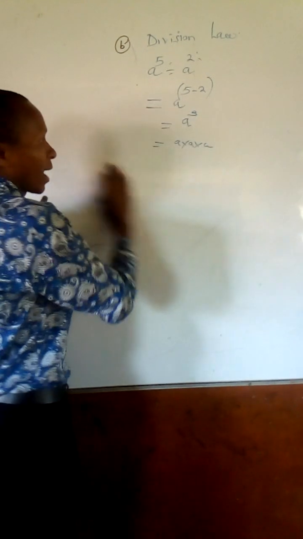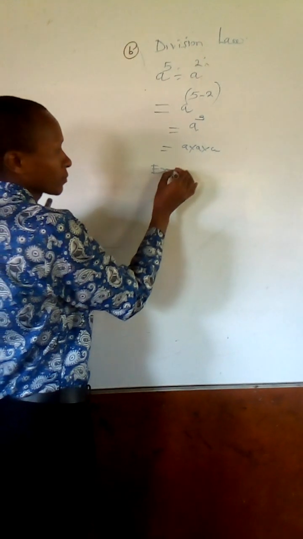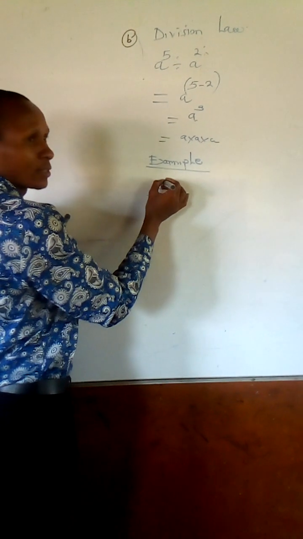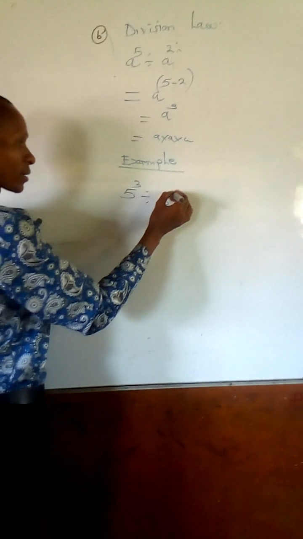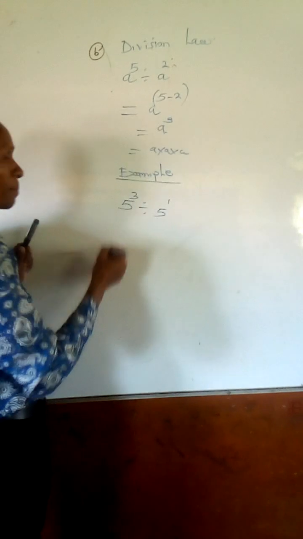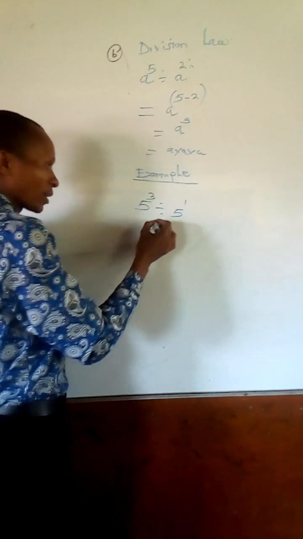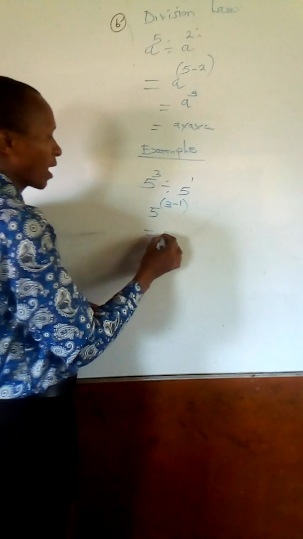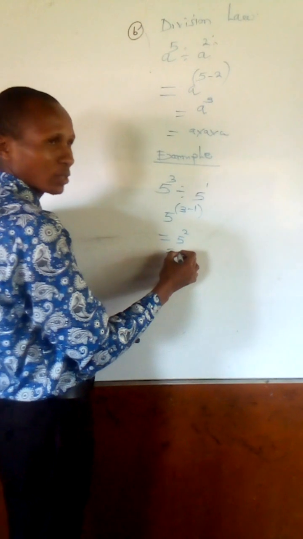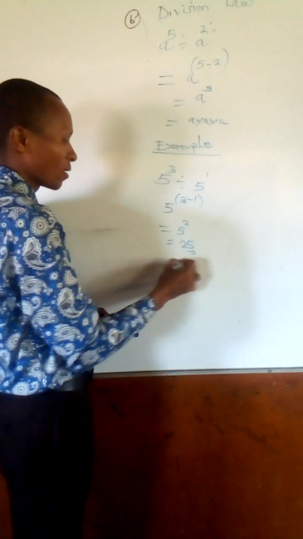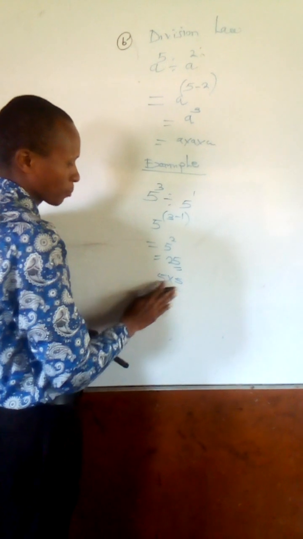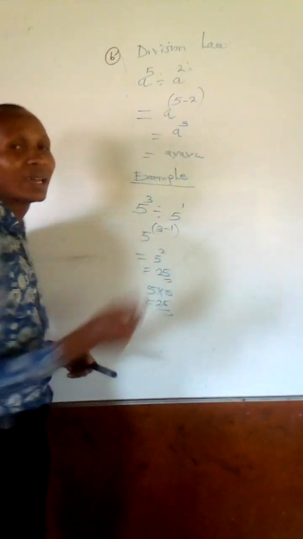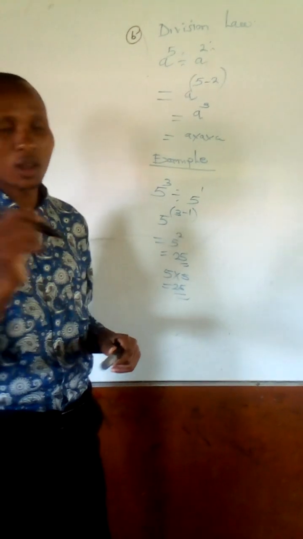But let's take another example. Suppose you are given a problem like this: 5 raised to 3 divided by 5 raised to 1. It will be the same as saying 5 raised to 3 minus 1. We subtract the powers, so it is the same as 5 raised to 2. And we know that 5 raised to 2 is 25. It is the same as saying 5 times 5, giving us 25. That is according to the division law of indices.